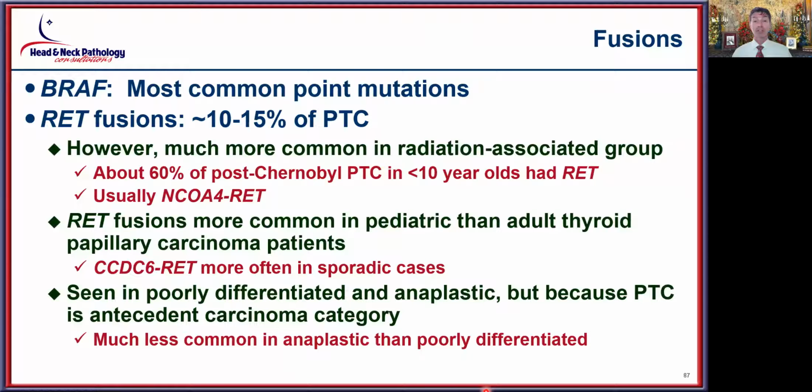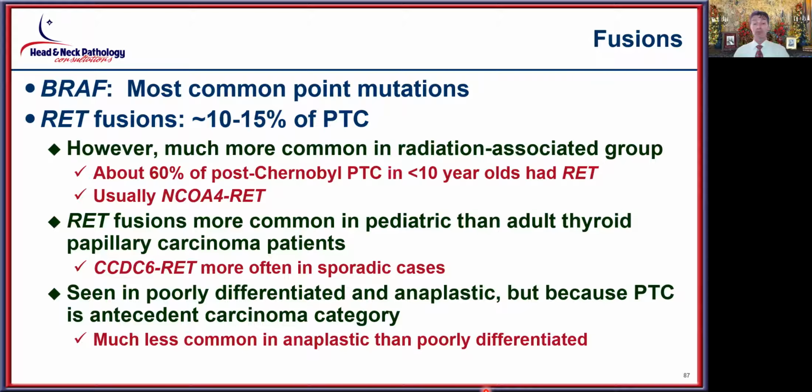So while BRAF is the most common, you can see that RET fusions account for about 10 to 15%. Very specific settings, however. You can see that it's much, much more common in radiation-associated groups. So these were patients especially studied after the Chernobyl incident. You can see that they were generally in the pediatric age group where they had an NCOA4-RET as the most common fusion. They are much more frequently identified in pediatric patients where CCDC6 is the most frequent.